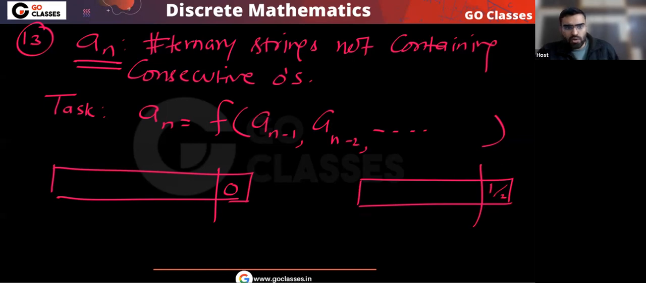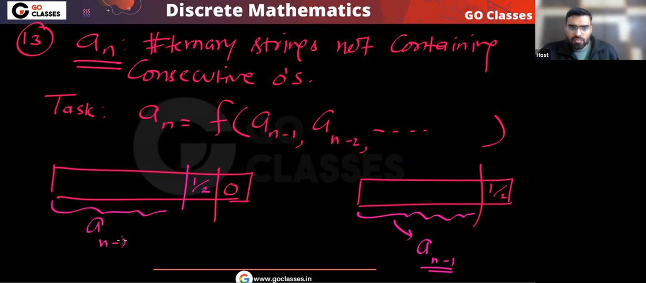If the last is 1 or 2, then we have to count a_{n-1}, because in the remaining portion we should not have consecutive zeros. If the last is 0, then definitely the one before it must be 1 or 2. Then I will count a_{n-2}.